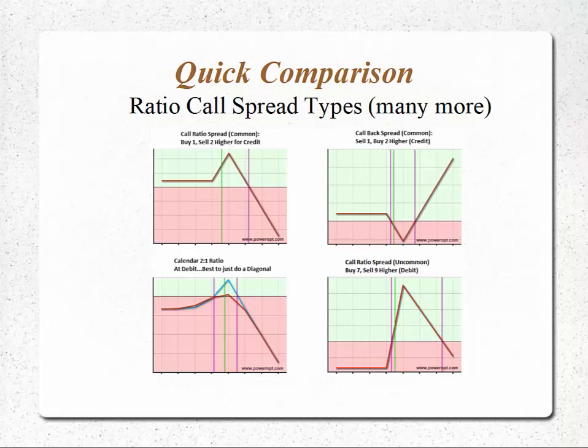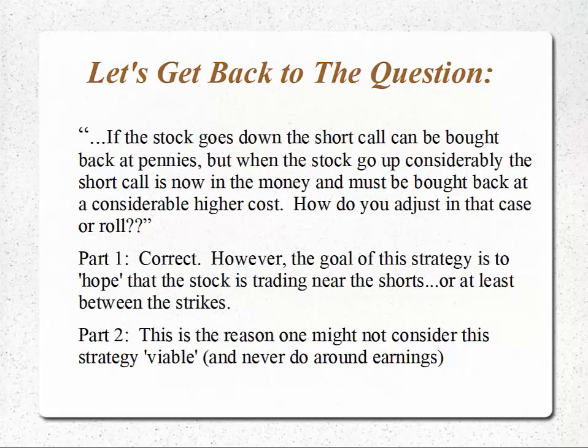And then in the bottom right-hand corner, we see a call ratio spread with that 7 to 9 combination. It's uncommon, but you see how the risk-reward graph is kind of skewed as you start to change the ratios. Let's get back to the question at hand.